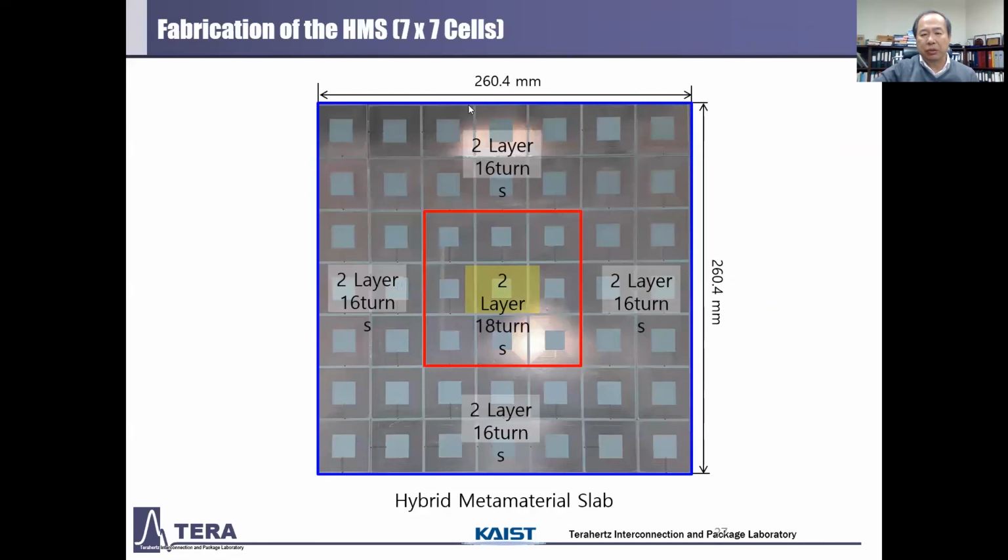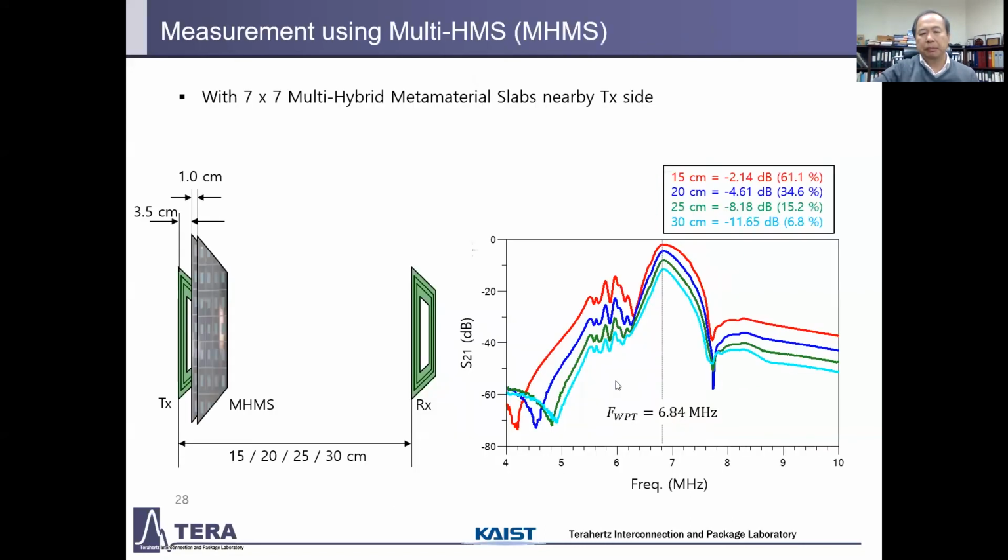And actually, we made this metamaterial in the central component. It has a layer with magnetic permeability of 0, and another layer with negative magnetic permeability. And we did the measurement, and you see that at a certain frequency of 6.84 megahertz, efficiency was improved to more than 60% at a 15 centimeter distance. So this is an amazing achievement.